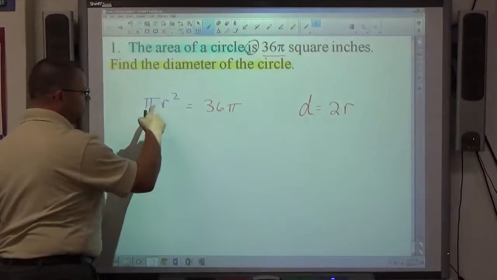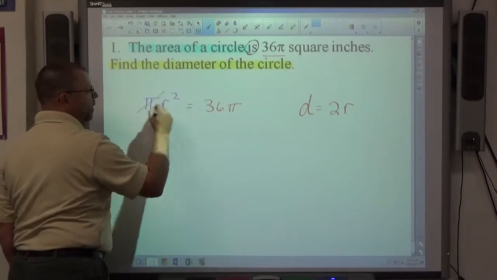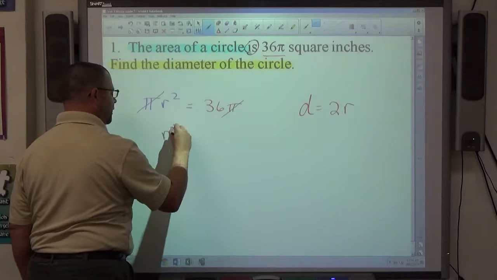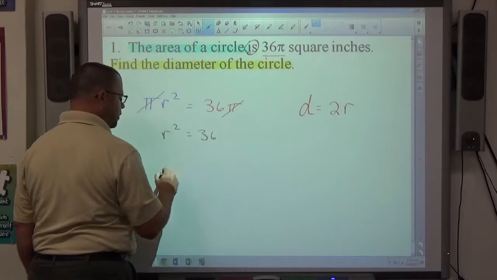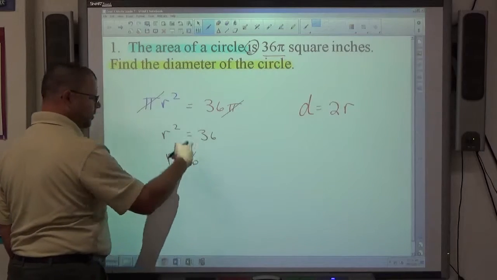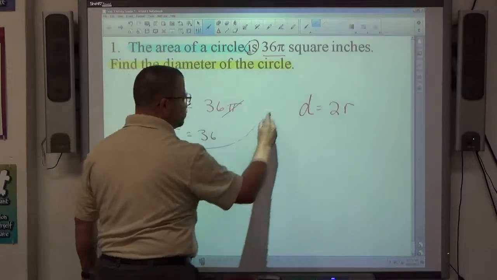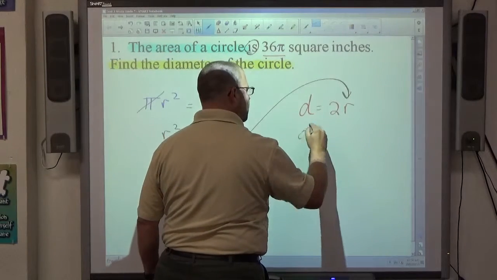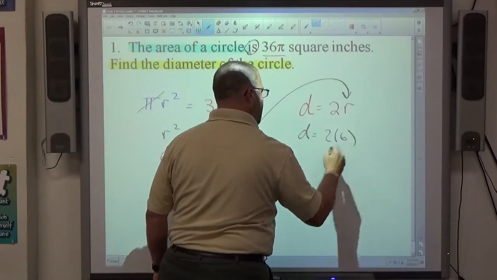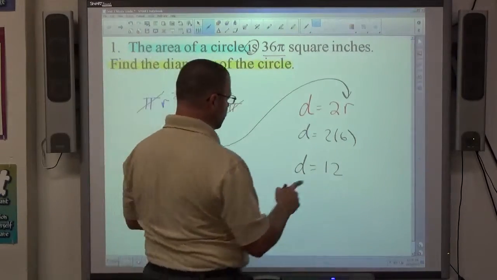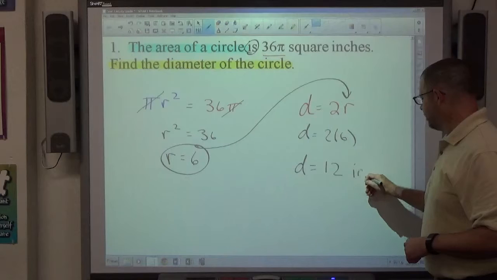In order to find the radius here, pi r squared equals 36 pi. The pi's cancel if we divide both sides by pi. And if r squared equals 36, r would have to be 6, because 6 times 6 equals 36. Once I know that r is equal to 6, I simply change that r to a 6, and d is equal to 12. The unit is square inches up there, so the diameter is going to be in inches.